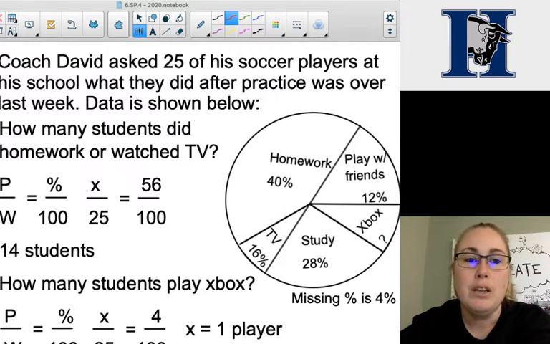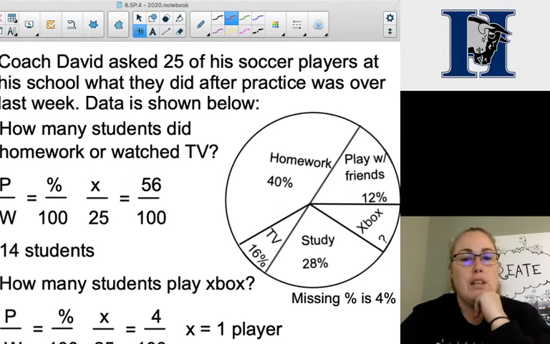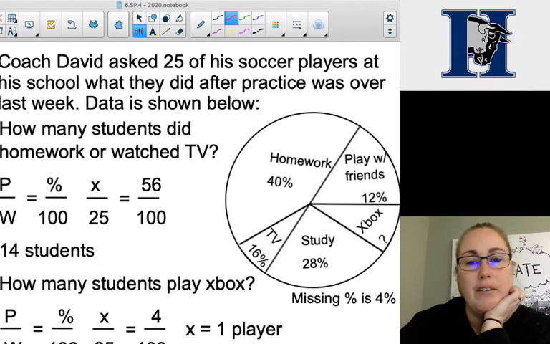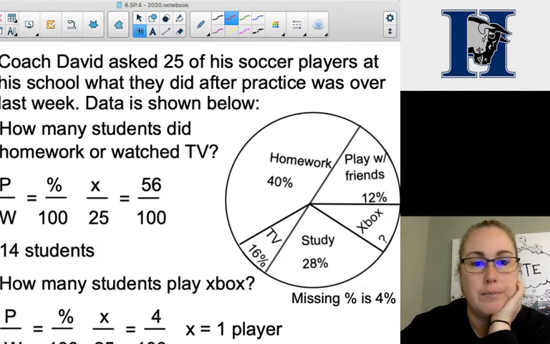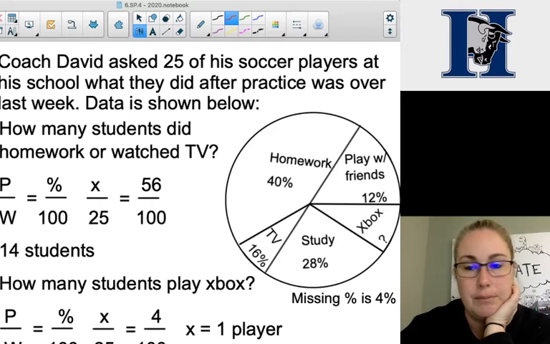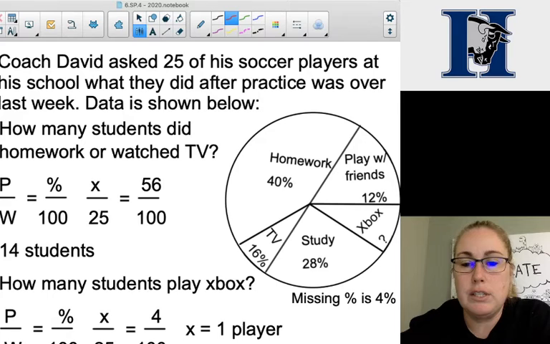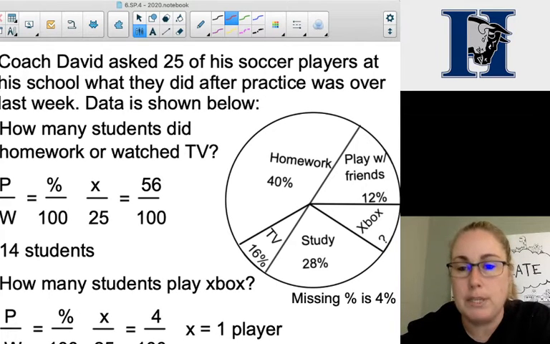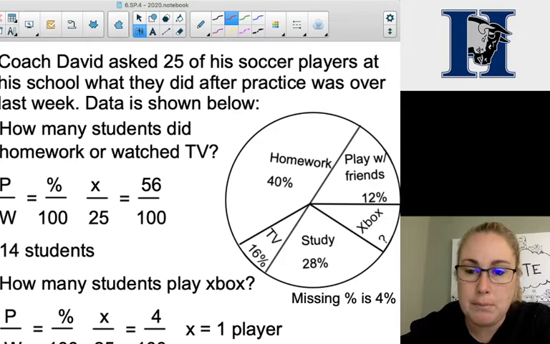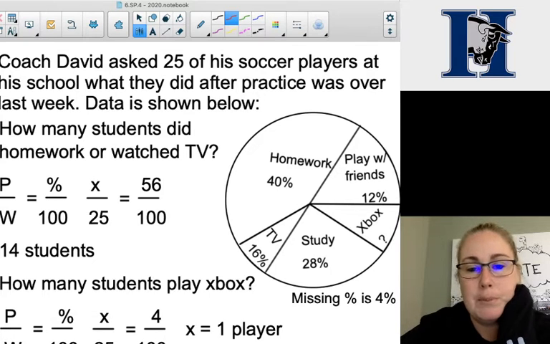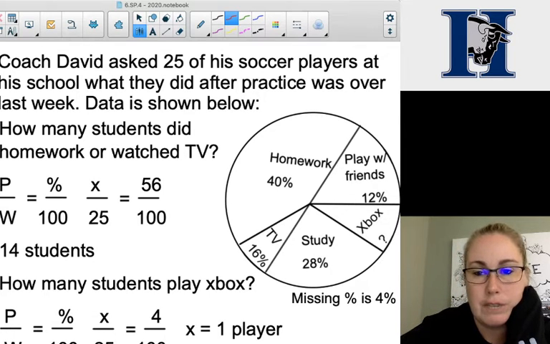All right. Coach David asked 25 of his soccer players at his school what they did after practice was over last week. Data is shown below. How many students did homework or watched TV? Okay, you can see in this problem, let's look at the circle graph first. The circle graph has percents. So we have 40% did homework, 12% were playing with friends. We have a missing piece here, but it's not asking us for that yet. We have a percent of people who studied and percent of people who watched TV.